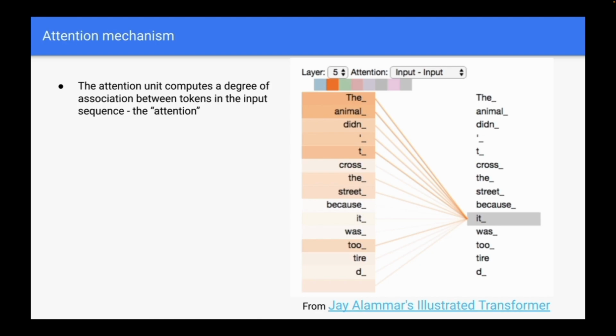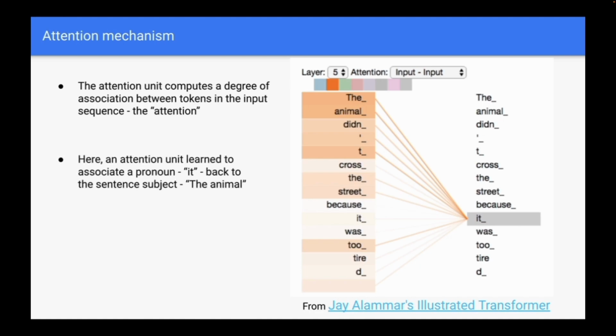This is an example also from Jay Alammar's blog. We have a sentence that's been tokenized: The animal didn't cross the street because it was too tired. We've got the input on the left and the output on the right. And so we can look at what is the degree of association for the output from the input. We picked the word it, and then the colors correspond with the attention values from each other word in the sentence with the output it.